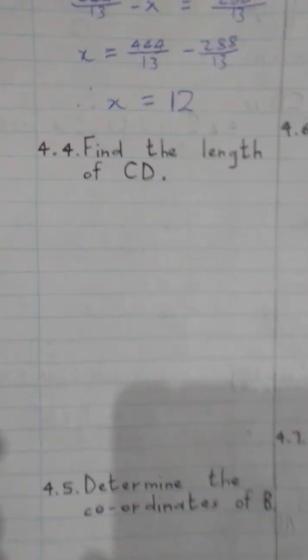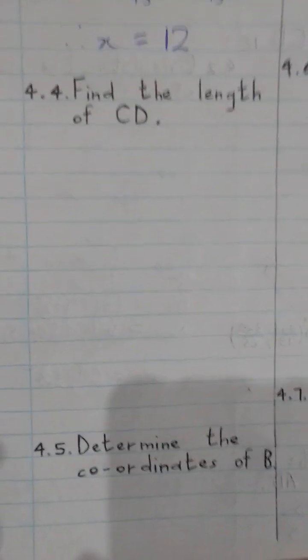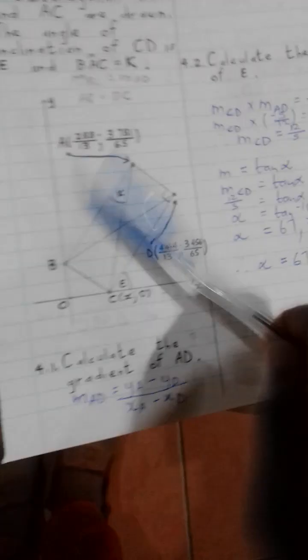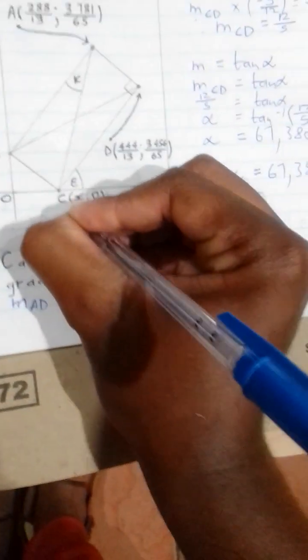4.4 states, find the length of CD. Length or distance, we use the distance formula. So this is now 12.